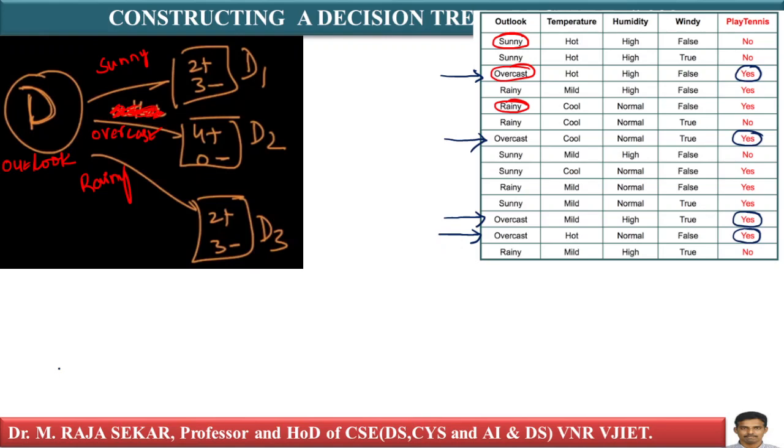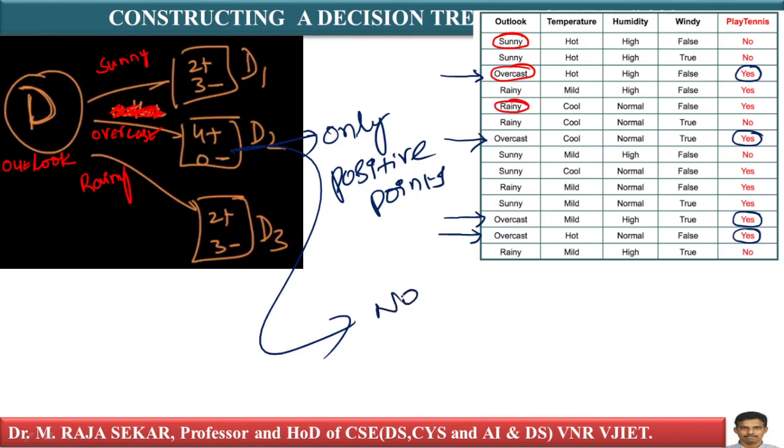In my D1 I have 2 positive and 3 negative, D2 4 positive and 0 negative, and my D3 2 positive and 3 negative. Now if you notice here, let's take D2. This is important. Here we have only positive points. In the case of D2, we have only positive points. We have no negative points in the case of D2, isn't it?